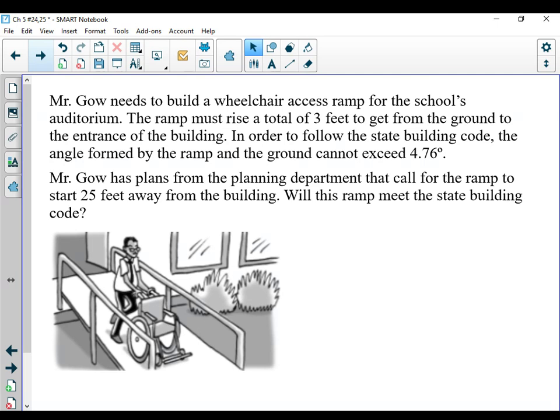All right, so we know how high up we need to go. We know what his plans are as far as how long the ramp's going to be. Our question is, is it going to fit code? Is it going to fit that 4.76 degree limitation?